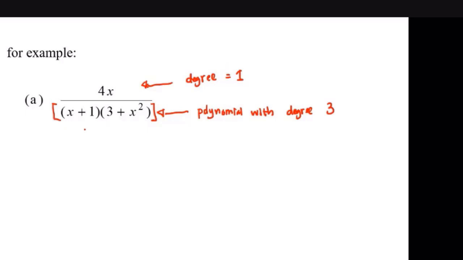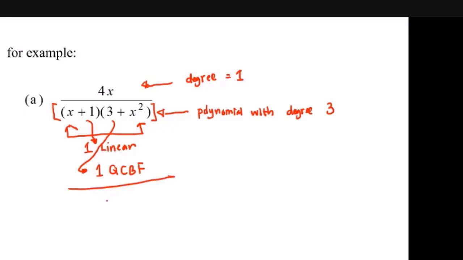So sekarang kita tengok dia ada berapa faktor? X plus 1, 1 linear. X plus 1 is 1 linear. So 3 plus x squared, I call it 1. Quadratic cannot be factorized. QCBF. Kita letakkan short form sendirilah. Quadratic cannot be factorized. Dia tetap satu. Kerana dia tak boleh difaktorkan, it means dia diikat sebagai satu unit. Okay, so it means total up how many factors? 1 plus 1. Total up you have 2 factors only.